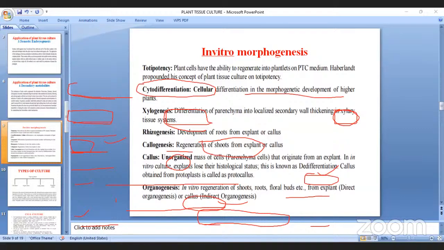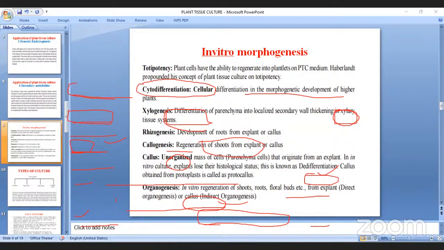And another one is androgenesis and gynogenesis. Androgenesis: andro means androecium. What is androecium? The stamens. It is in vitro differentiation of callus or plantlets from the microspores, where the microspores are developed in the anther itself. Androecium means the stamen group. What are the parts of the stamen? Stamens have filament and anther. Inside the anther, pollen grains are present.